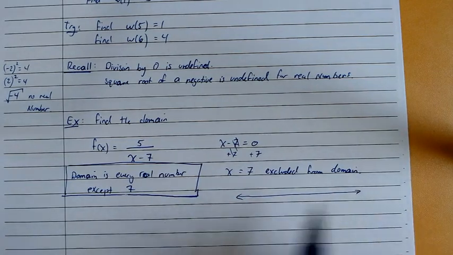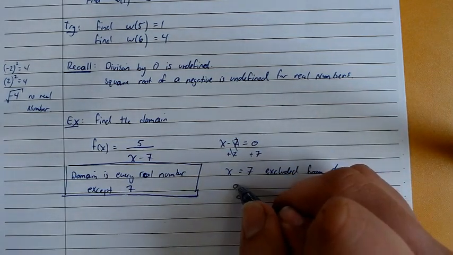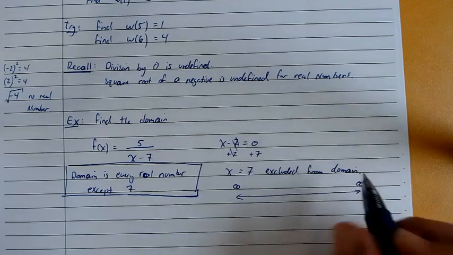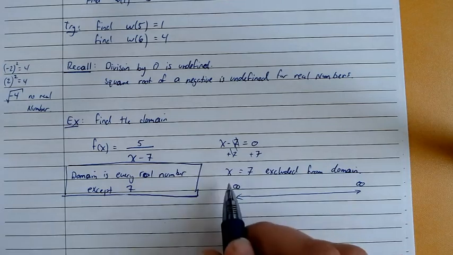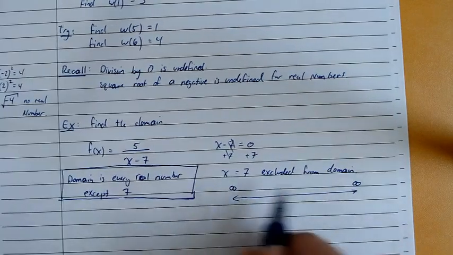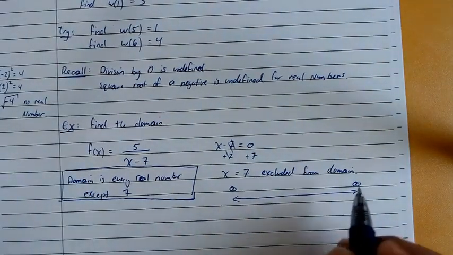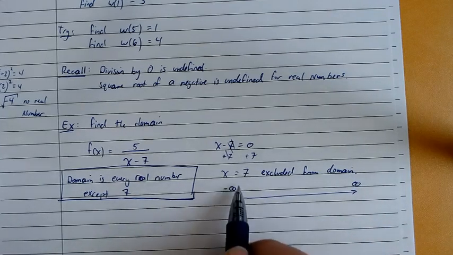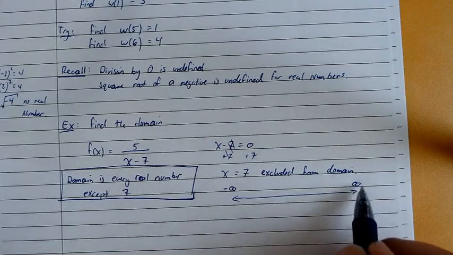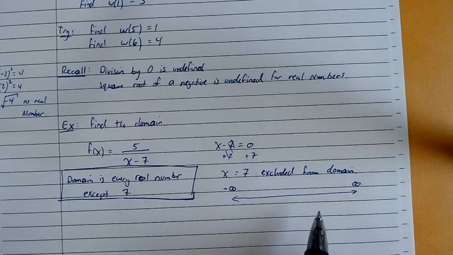Number lines go on forever in both directions. So I'm going to use this symbol, the symbol for infinity. This tells me that it goes forever and it goes forever. Now here, it gets a little confusing if I use the same symbol on both sides. So here I'll put a little minus in front of it, and that tells me it's going forever in the negative direction. Here, without the negative, that's going forever in the positive direction.